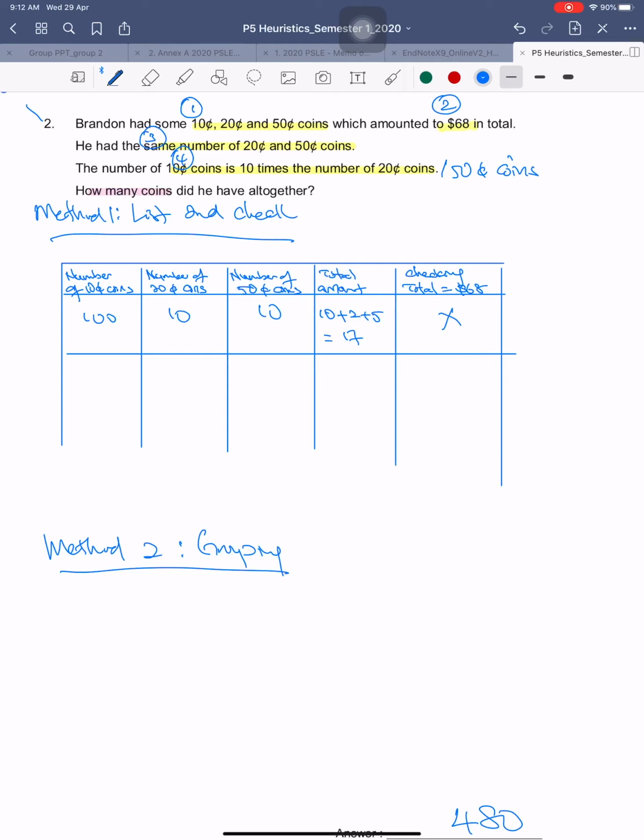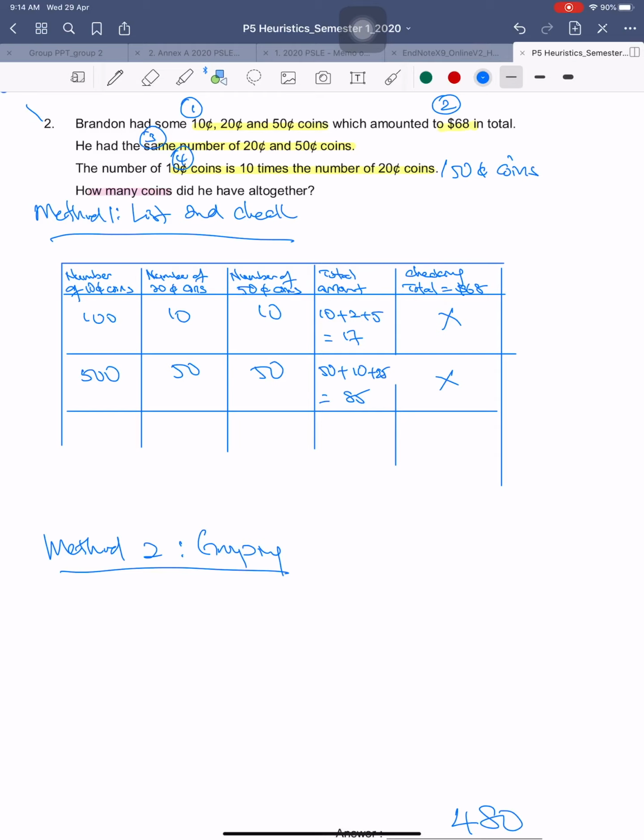Let's say I multiply the whole thing by 5 times. I make it 50. Times 5. That means the 10-cent coins must be 10 times of the 50, so 10 times 50, 500. So 500 10-cent coins, $50. 50 20-cent coins, $10. 50 50-cent coins, $25. So 50 plus 10 plus 25, 85. Now you find that I have overshot, because the total is 68, but now I'm at 85.